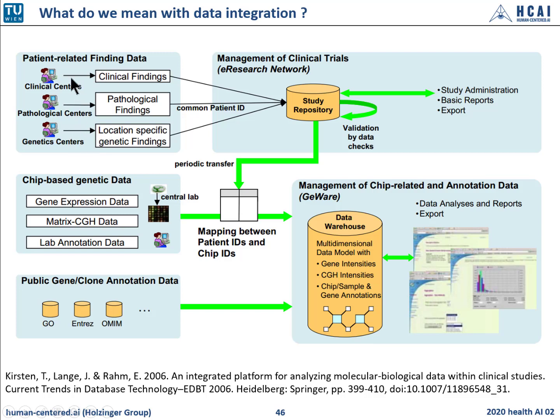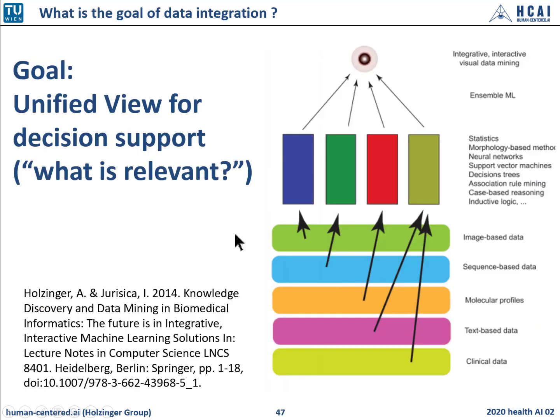So you see these different modalities here: clinical findings, text data, for example, pathological findings, images, for example, histopathological images, and then genetic data. All this has to be fused together to validate it, and then to get out for a study and for basic reports, so about decision making. And this is a nice example about fusing together different data for making a joint decision. So this is a collaborative clinical research study.